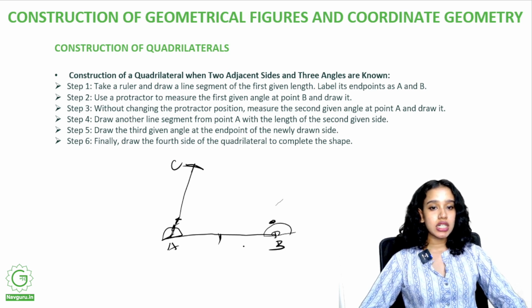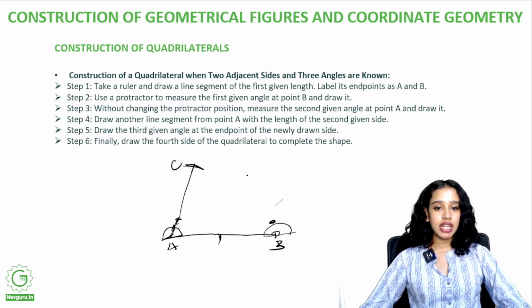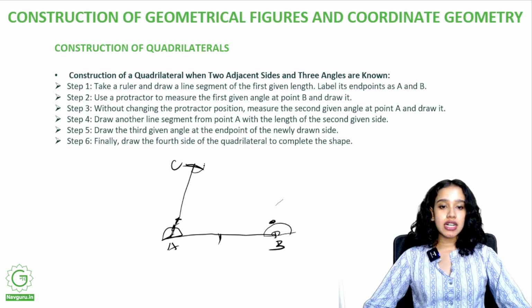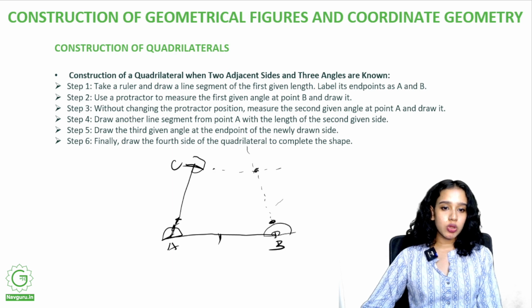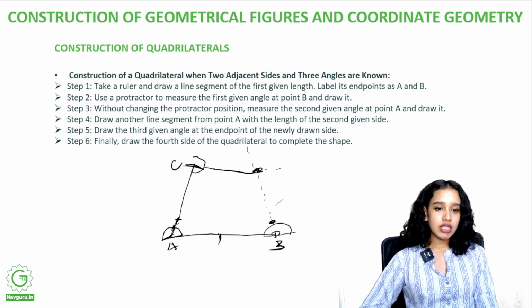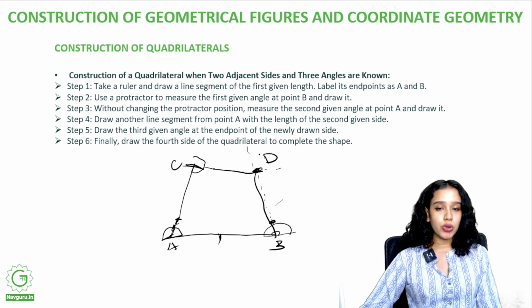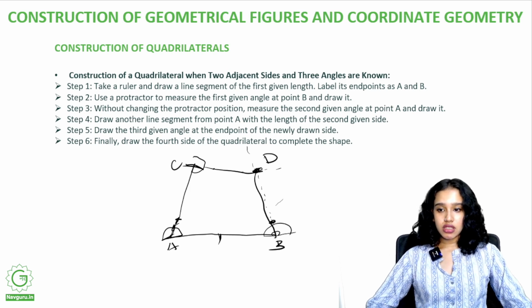And now draw the third angle at the end point of the newly drawn line. From here, put the protractor here and measure the angle. We put an angle point here. We have an angle point here too. So we extend this angle too. Wherever both angles meet, we complete the quadrilateral and name this fourth point as D.